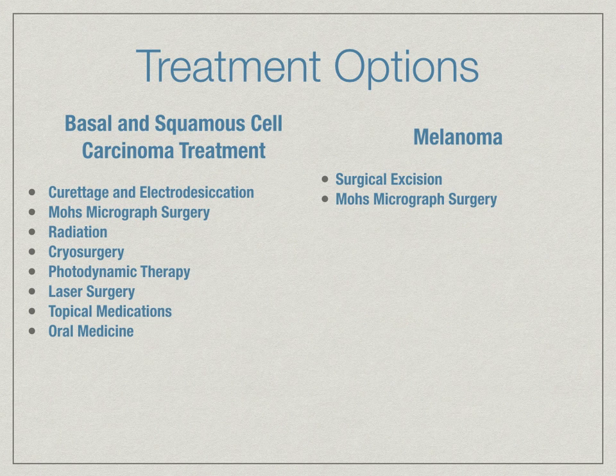Then there's laser surgery. Topical medications may be received, or oral medicine. For melanoma treatment, there isn't much variety like there was for the basal and squamous cell carcinoma treatments. So the only options that you have for melanoma is a surgical excision or Mohs micrographic surgery, which is the most effective way to remove basal and squamous cell carcinomas.